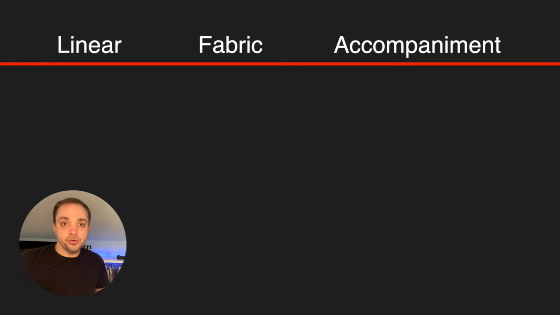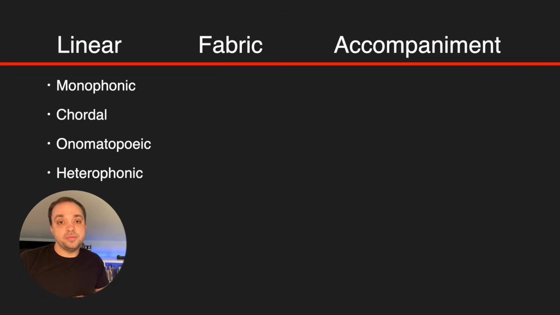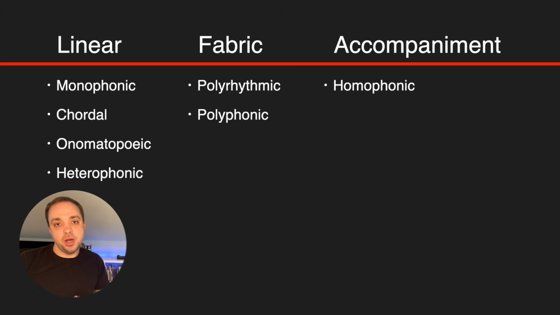So the 8 different textures are monophonic, chordal, polyphonic, homophonic, heterophonic, polythematic, polyrhythmic, and onomatopoeic. And I think the 8 textures can actually be grouped into 3 distinct groups. So the linear group would be monophonic, chordal, onomatopoeic, and heterophonic. The textures that are more almost like orchestral fabric are the polyrhythmic and the polyphonic. And then the ones we're a little more used to with melody and accompaniment would be the homophonic and the polythematic.